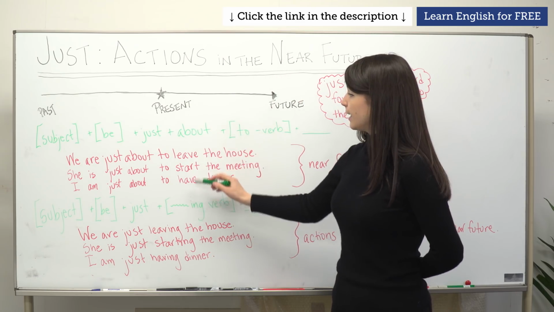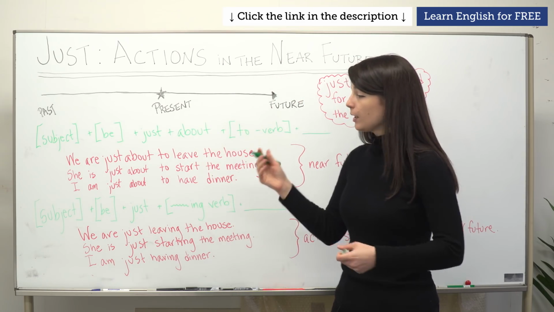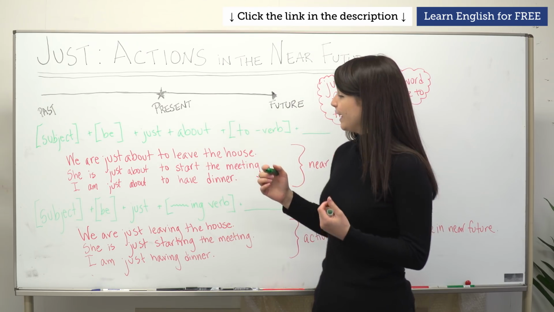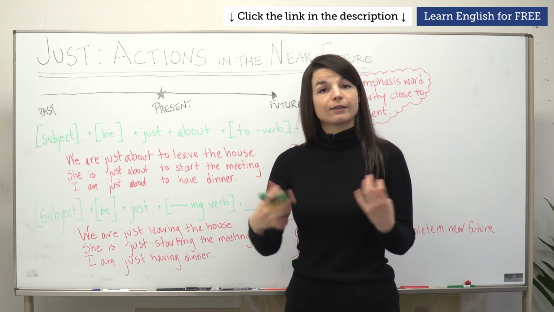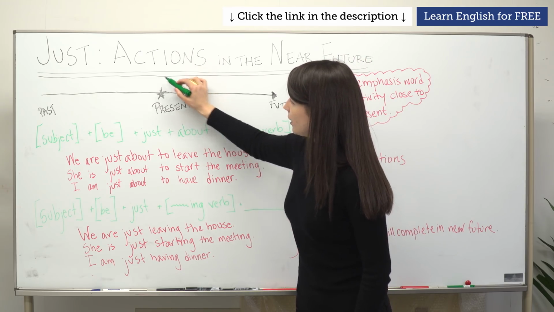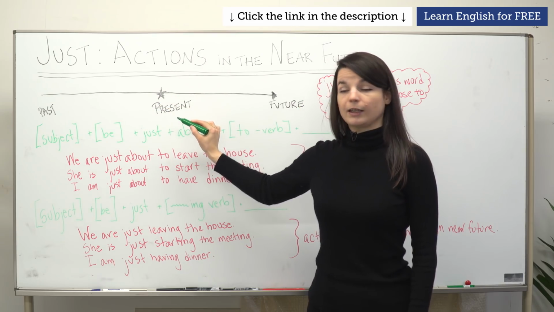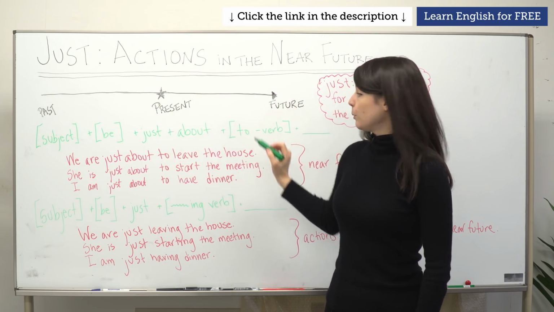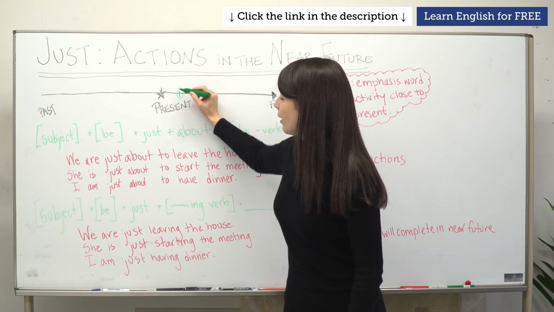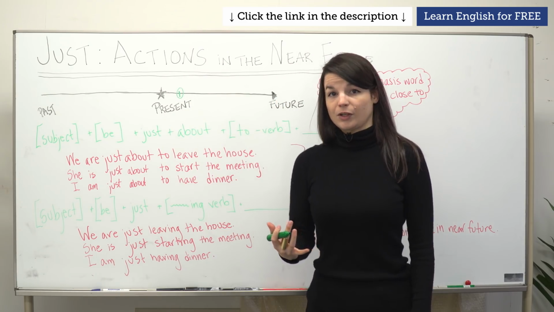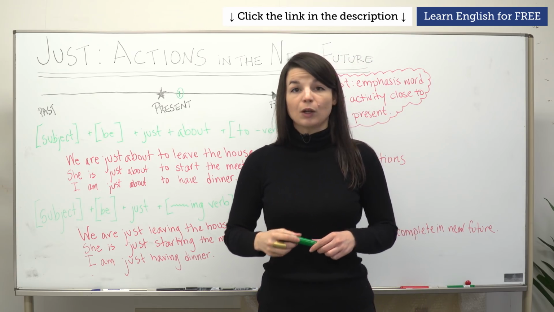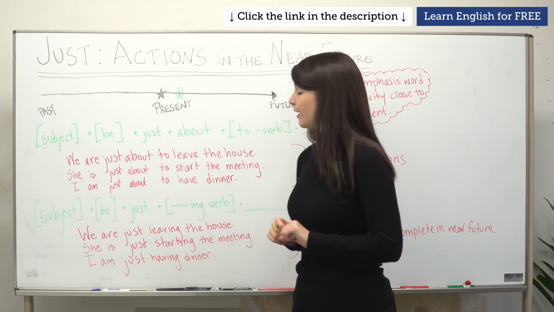So each of these sentences communicates an action that has not started yet, but in the very near future, it's going to start or it's going to happen. So on a timeline, we can imagine if this is the present point here in the middle and this is my future, we can imagine that these actions are going to happen very, very soon in the future. So something that's going to start soon or an action that's going to occur soon, we can use this kind of pattern to talk about that.